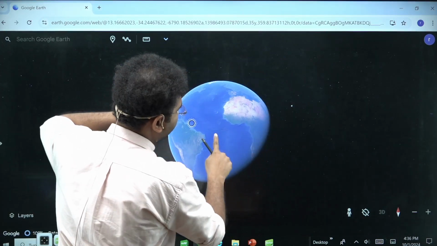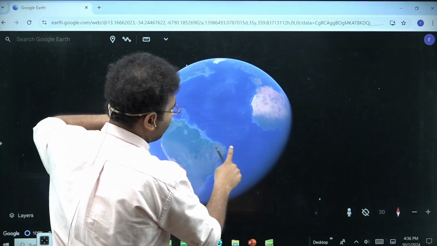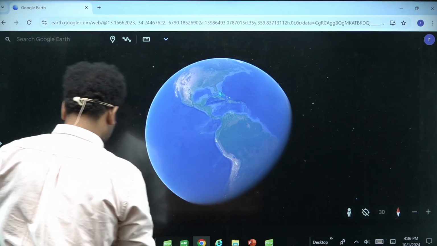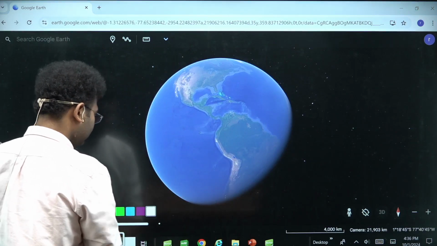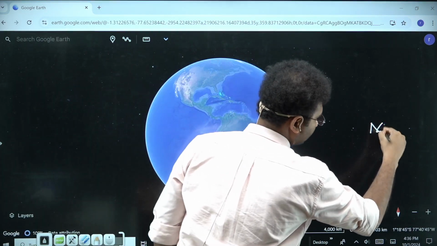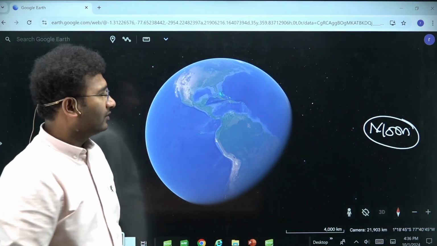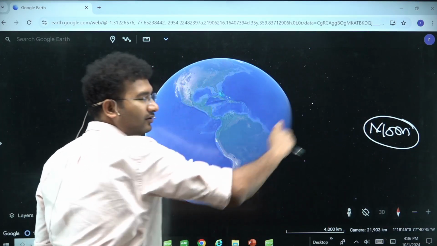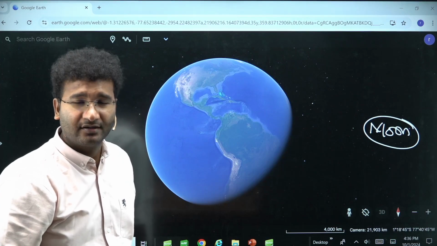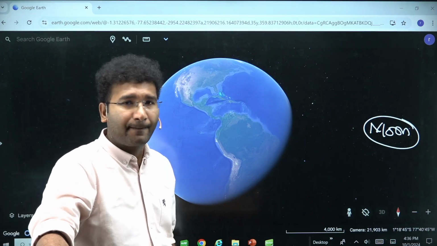Let's imagine that this is your moon. This is your moon, right? So the moon will have a pull on the earth. The moon will have a pull on the earth.